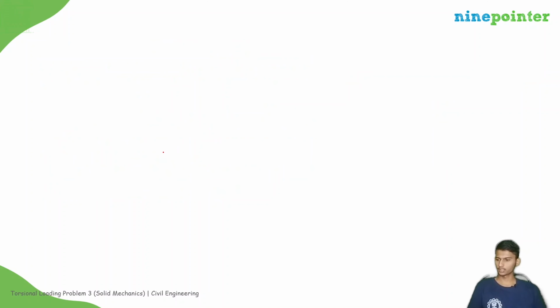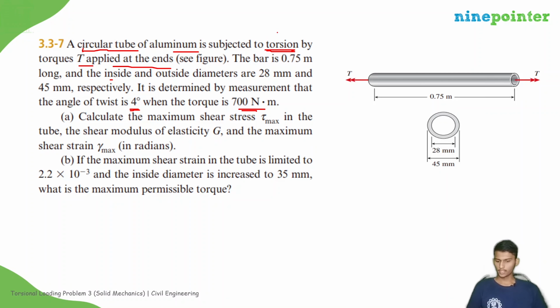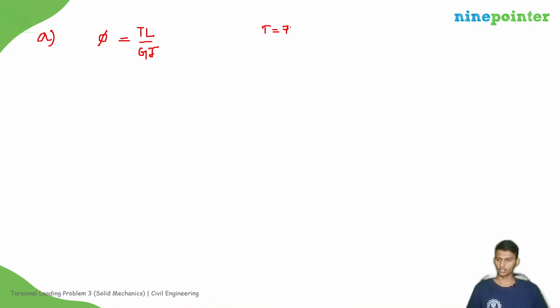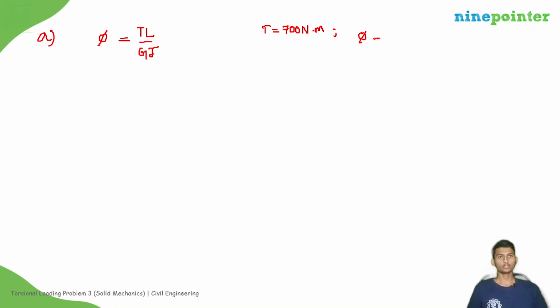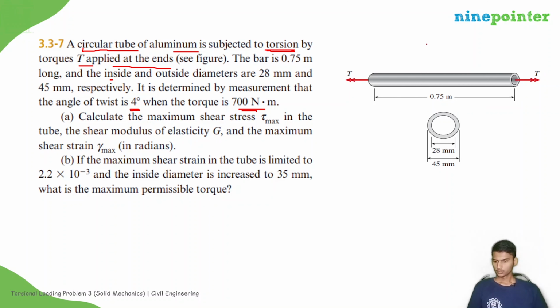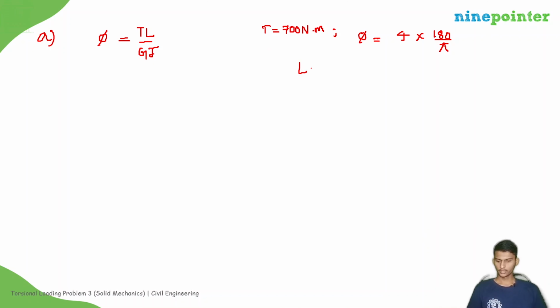Okay. Next. First, let us do part A. For part A, we already know phi is equal to T times L divided by GJ, right? So the value of T is given. T is 700 Newton meters, and we know the value of the angle of twist. Angle of twist phi is equal to 4 degrees. Let us change it into radians, so multiply by pi divided by 180. Now the G value we don't know. Length is 0.75 meters. So again, the value of J.